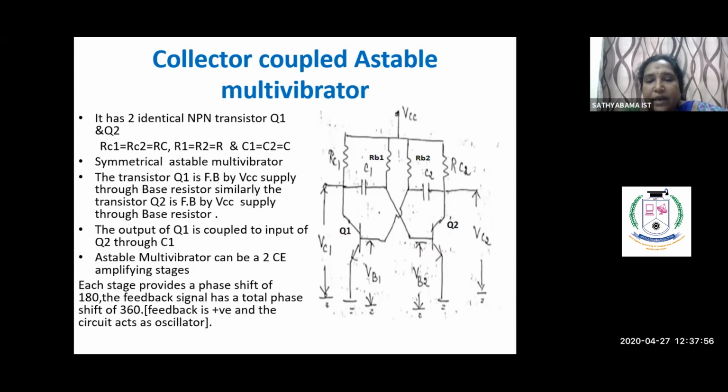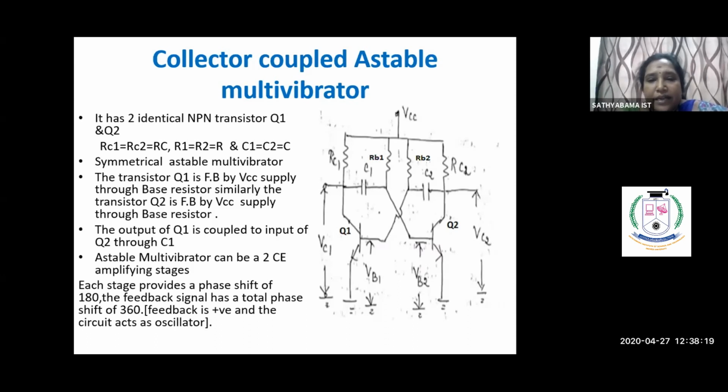RC1 and RC2 are the collector resistances, and the base resistances are denoted here as RB1 and RB2. When we give the input, we have to take the first state, and after the charging and discharging of the capacitance, it changes from one state to another state.